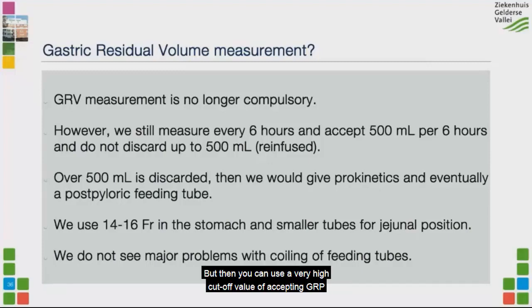But then you can use a very high cutoff value of accepting GRV, up to 500 mL per 6 hours. And we do not discard this volume, but we re-infuse this to the patient, not to lose enteral feeding for them. Over this amount of 500 mL, we discard the volume, and then we will start prokinetic drugs. And we use larger bore tubes in the stomach and smaller tubes in the jejunal position. And we don't see many problems with coiling of the feeding tubes.